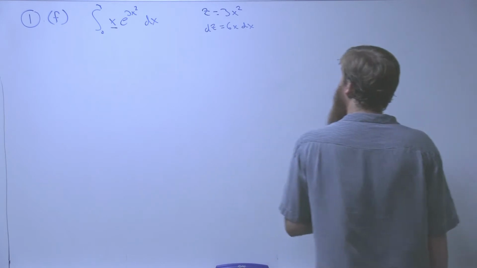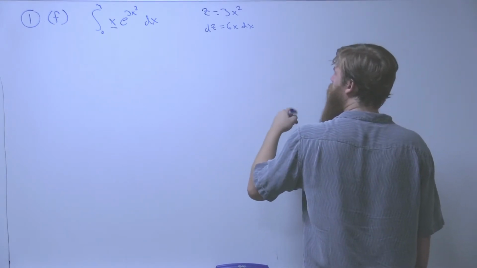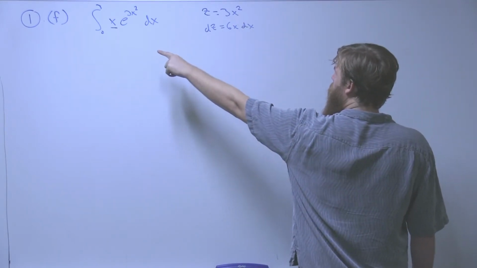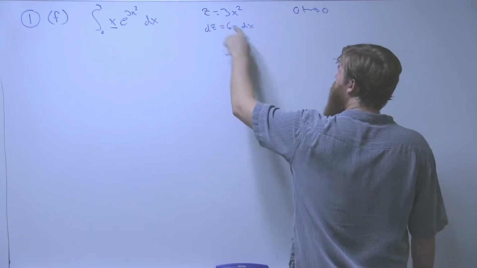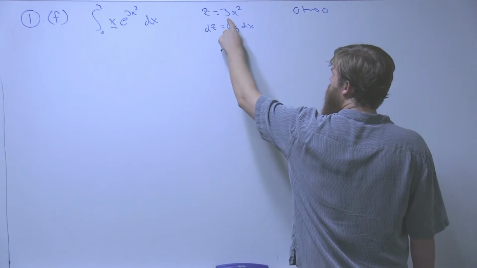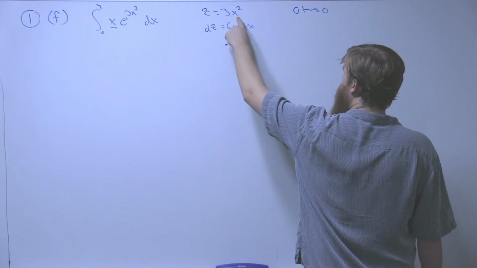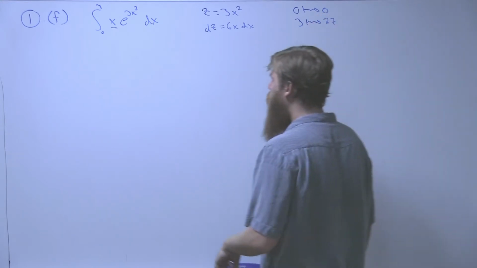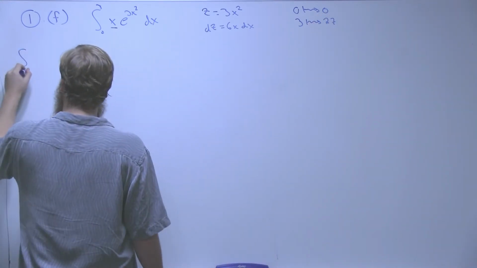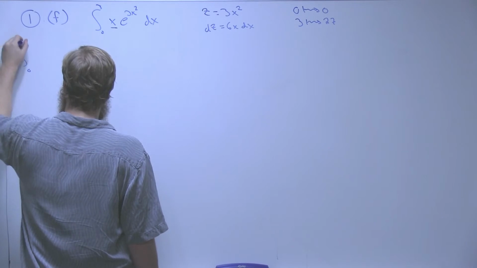Before we plug everything in, I'd like to see what our limits are doing under this substitution. When x is 0, z is also 0. When x is 3, z is 3 times 3 squared. That's 3 cubed, which is 27. So 3 goes to 27. So my old integral ran from 0 to 3. My new integral will run from 0 to 27.